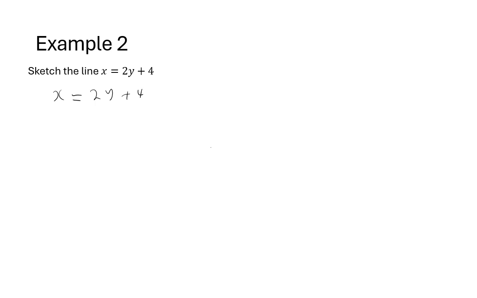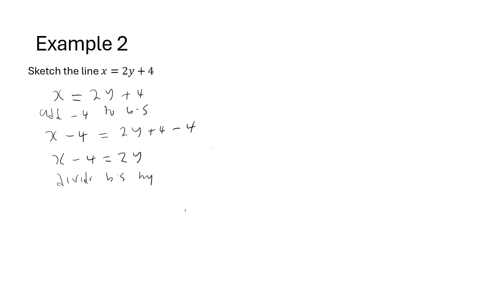Let's remove this 4 by adding minus 4 to both sides. So we'll have x minus 4 is equal to 2y plus 4 minus 4, so I will just have x minus 4 equal to 2y. 4 minus 4 is 0. So I want to find y, so I just divide both sides by 2.